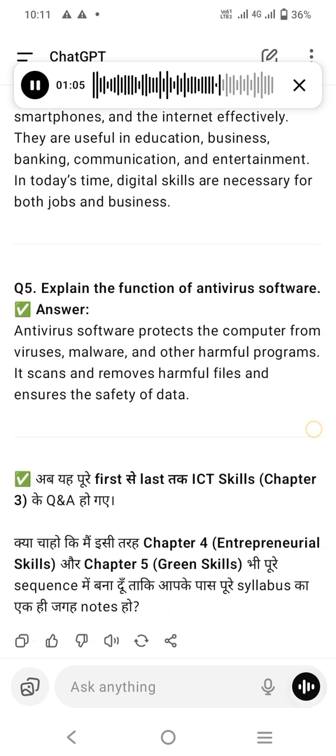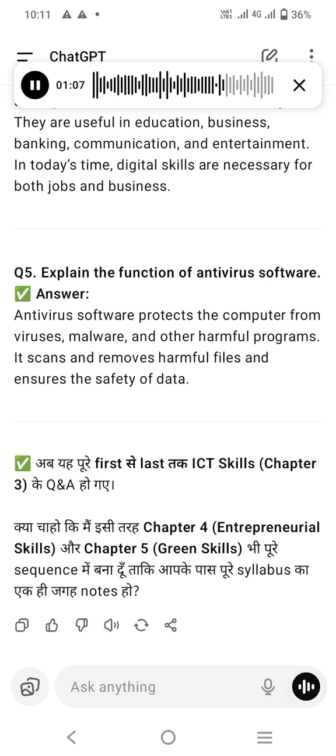Q5. Explain the function of antivirus software. Answer. Antivirus software protects the computer from viruses, malware, and other harmful programs. It scans and removes harmful files and ensures the safety of data.